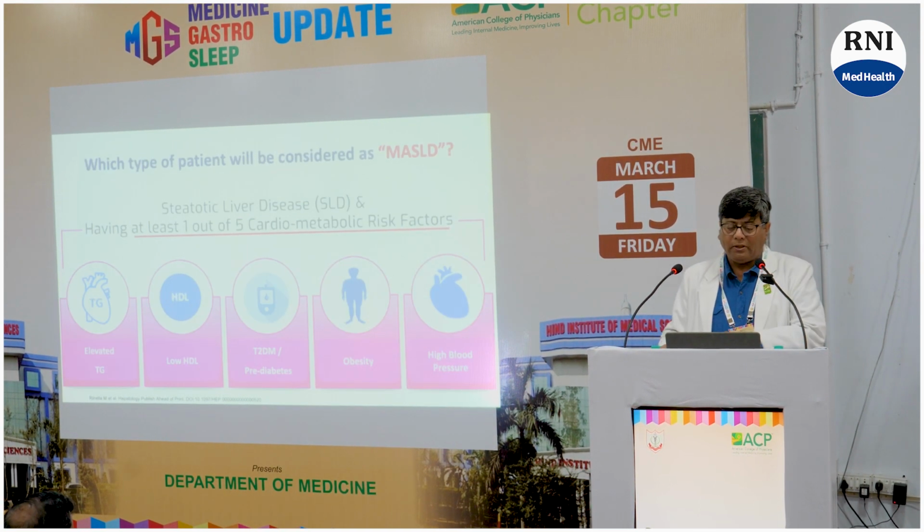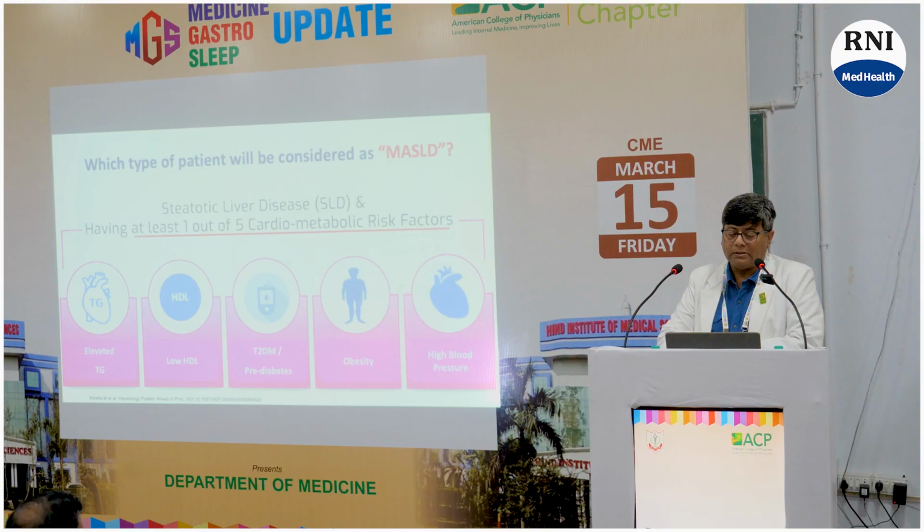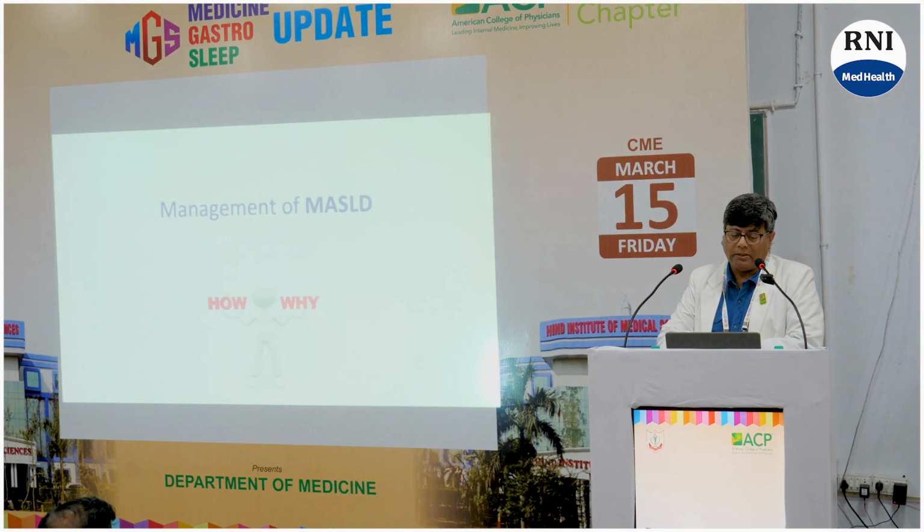So which type of patient will be considered as MASLD? If he has 5% or more fat in his liver with one of the 5 cardiometabolic risk factors: maybe elevated triglyceride level, maybe low HDL, having type 2 diabetes or pre-diabetes, obesity, and high blood pressure. Out of these, if anything is present, then a person would be considered a patient of MASLD.